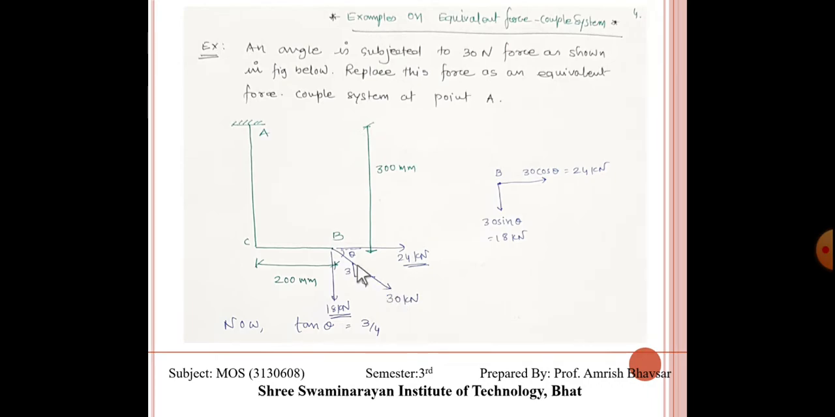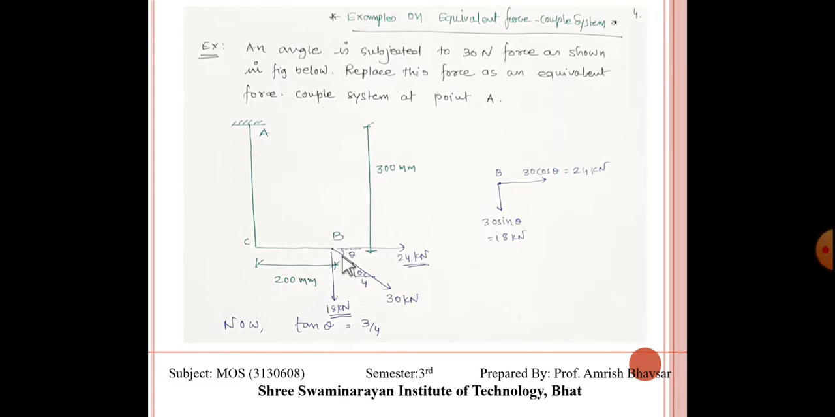Whenever we have an inclined force, we must convert this force into horizontal and vertical components. So first we have to find this theta, and we can calculate that theta using the tan component. Now this force is directly acting on point A, but due to this distance it will create a moment. So what is happening? These are the two components of our inclined force, that is 24 kilonewton and 18 kilonewton.